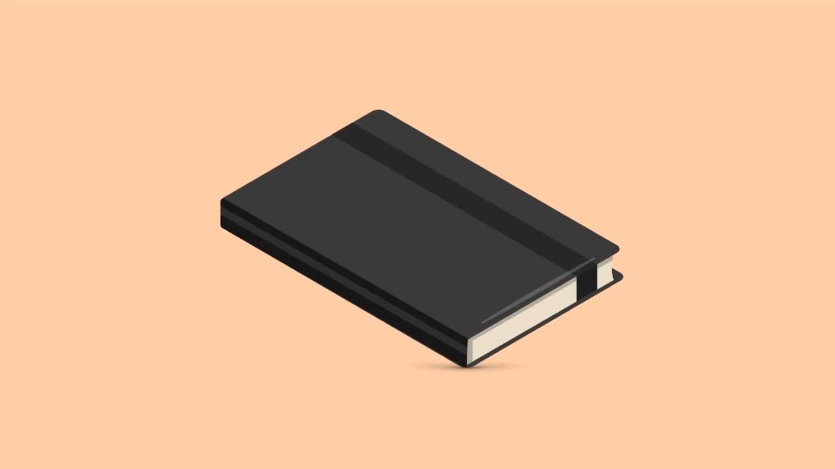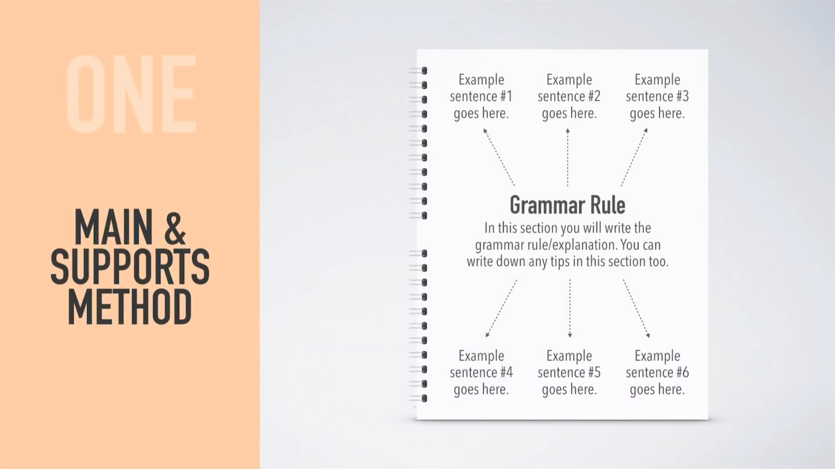Taking English notes. Let's jump right in. Method number 1, main and supports method. Now, for this method, the most important thing for you to remember is that you're going to divide your notebook into 3 different sections, okay?